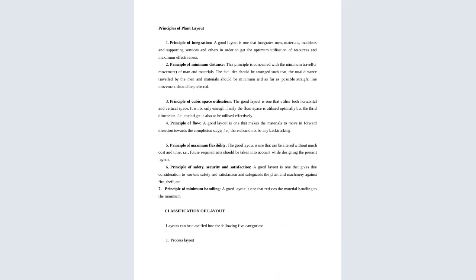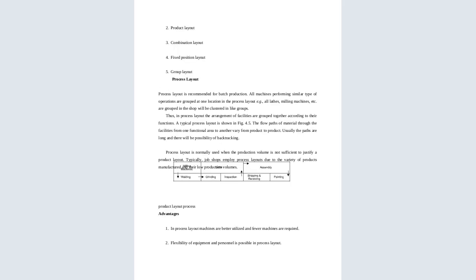Then, classification of layout. Layout can be classified into the following categories. We have the process layout, then we have product layout, combination layout, and the fixed position layout. So what is the process layout? A process layout is recommended for batch production.